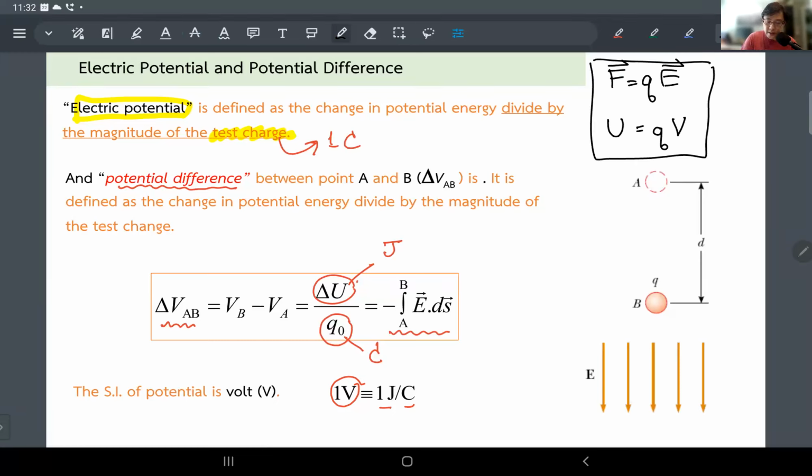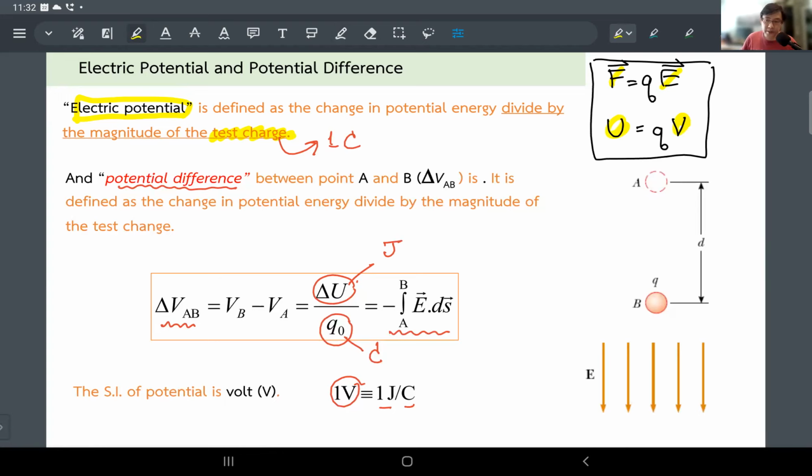I think that's all you need: F, E, U, and V. Done. So now you only need two. I think E and V is already good enough. Once you know E and V, you can go back to F and U anytime you like.